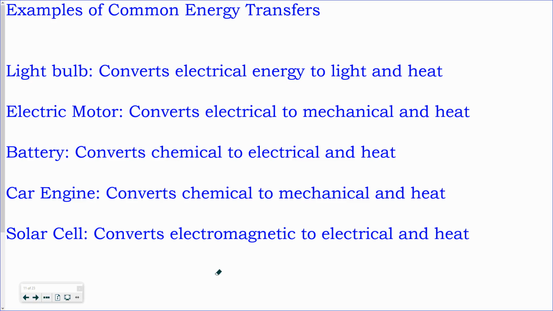Here's some examples of common energy transfers. A light bulb converts electrical energy to light and heat. Electric motor converts electrical energy to mechanical energy and heat. Battery. Notice what all of these have in common. All of these, you will have some of the energy lost to the surroundings in the form of heat. And that's crucial when we're talking about energy efficiency.